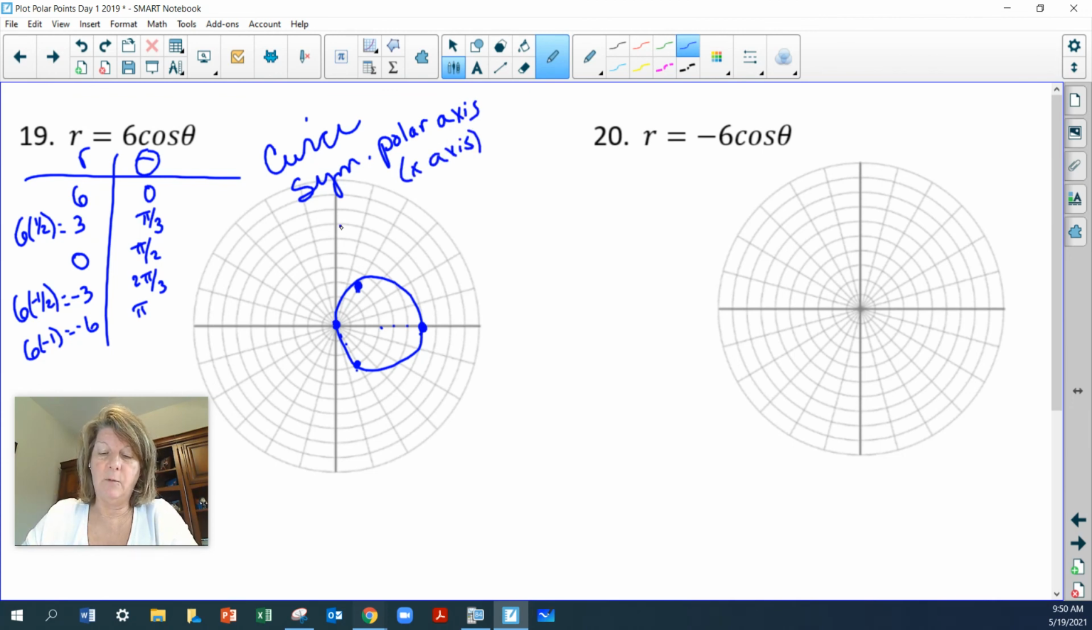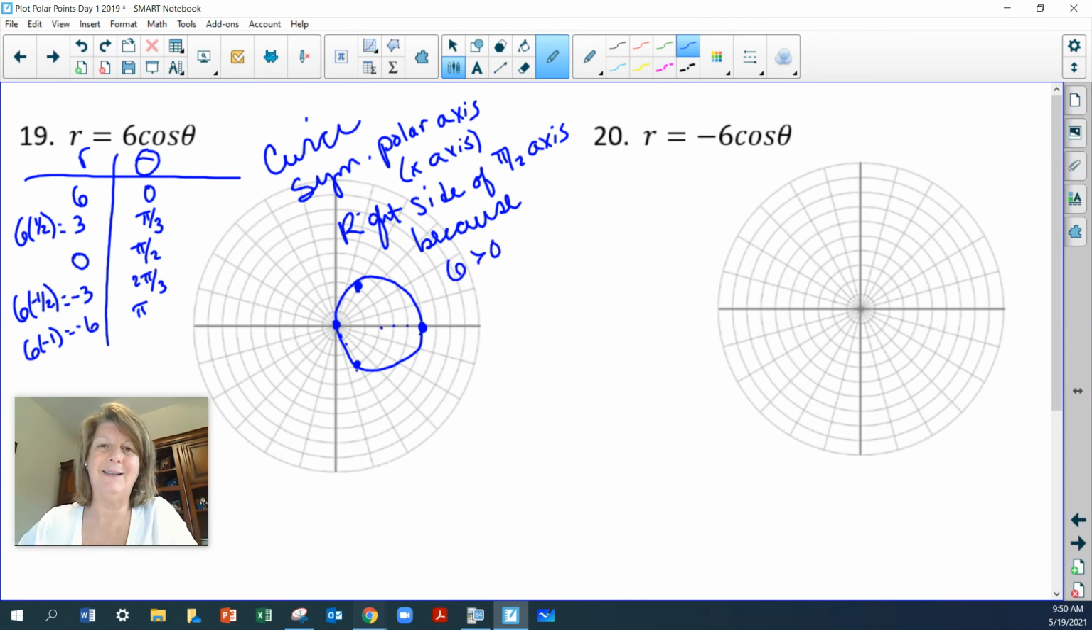And it is on the right side of pi over 2 axis because 6 was greater than 0. 6 was positive. That's going to keep us over on the right side. So I bet you can guess what the negative 6 is going to do. It's going to push us over. Let's just do this one quick. 1, 2, 3, 4, 5, 6. Going to be a circle over on the left side.